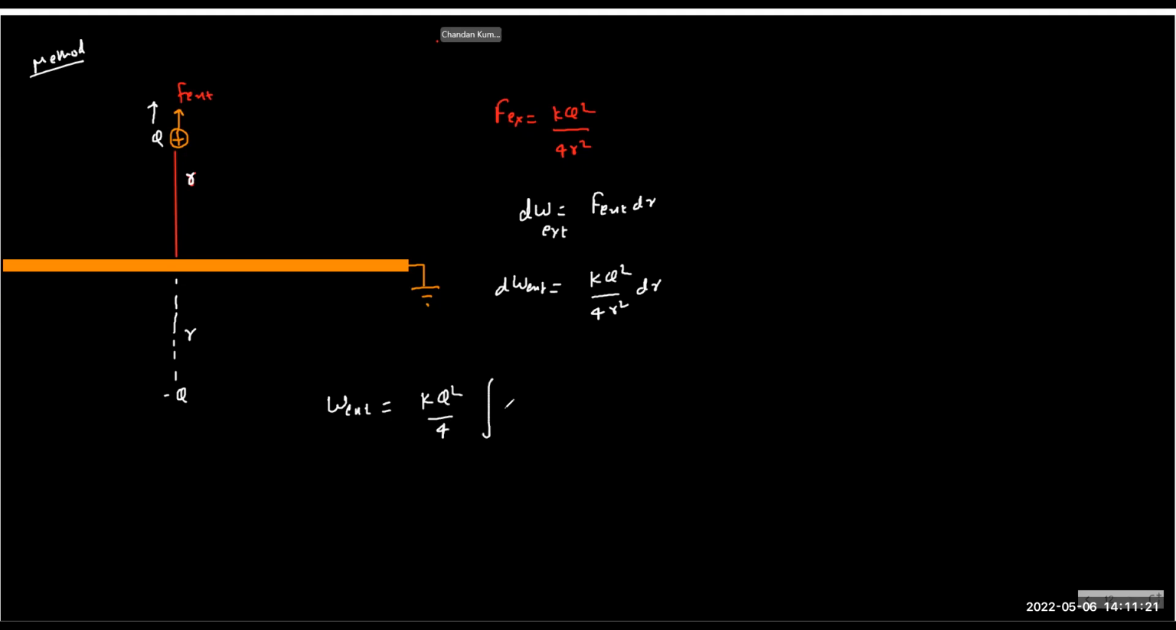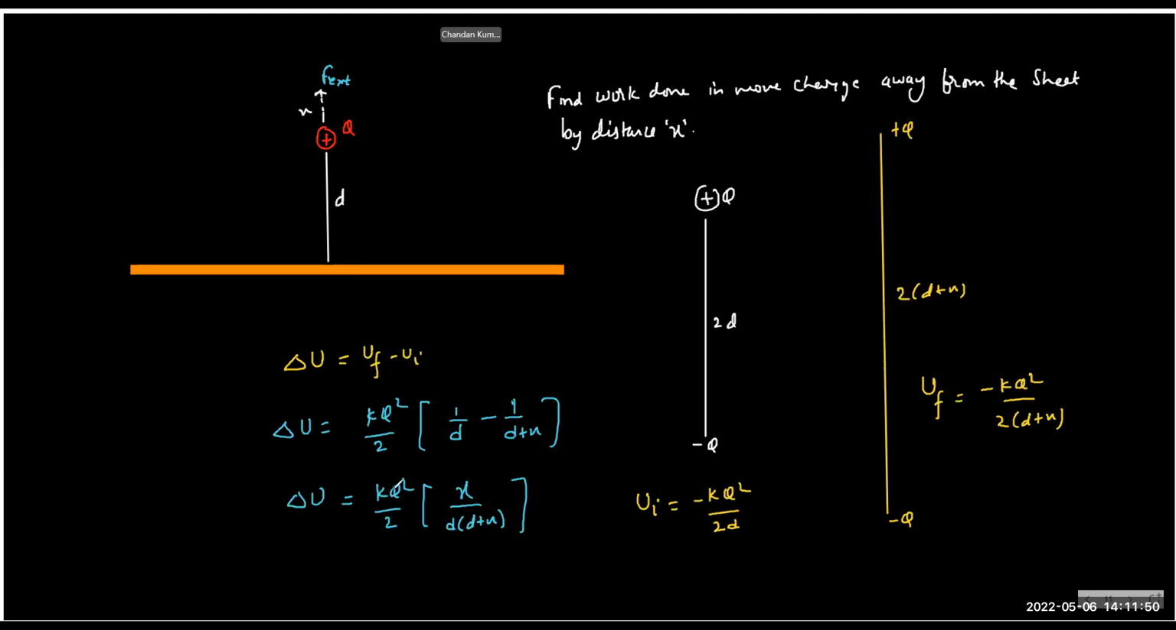So the work done by the external force will be kq square by 4 into dr by r square from d to d plus x, isn't it? Yes, sir. So this turns out to be kq square by 4 into 1 by d minus 1 by d plus x, and you can see it's half of this value. And the answer which we got for delta U has kq square by 2. So why will the work be half of this value? That's the question. Why can we not just equate it?